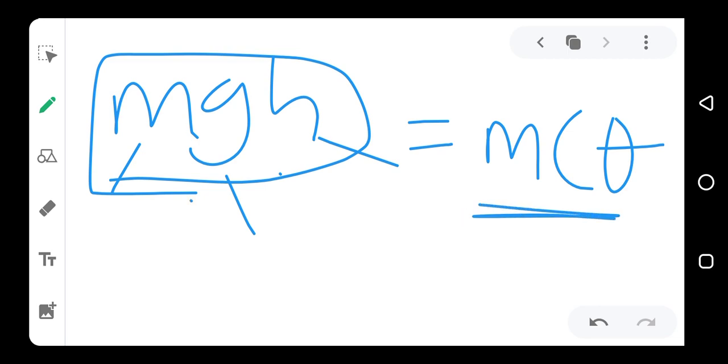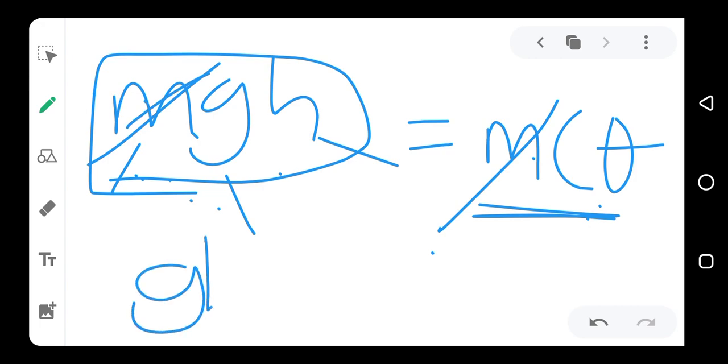Now, if we equate this, since it is the same object that we are converting its potential energy to heat energy, and from the heat energy we are looking for its specific heat capacity, what we do is that we just cancel this and this. The mass here is the same mass here because it is the same object. So if we have cancelled the mass, it becomes that gh is equal to C theta. gh is equal to C theta.